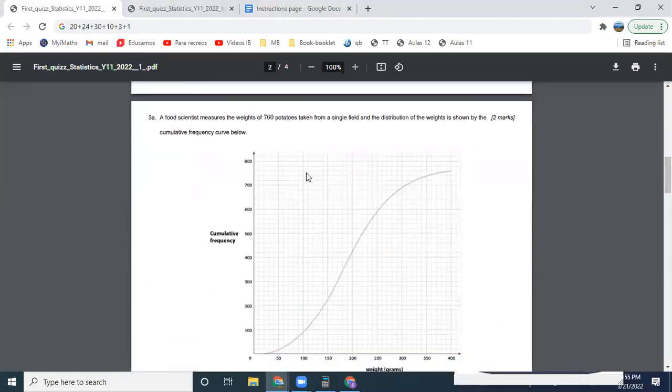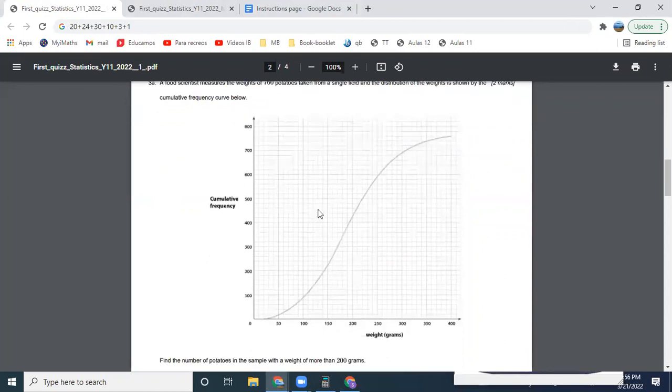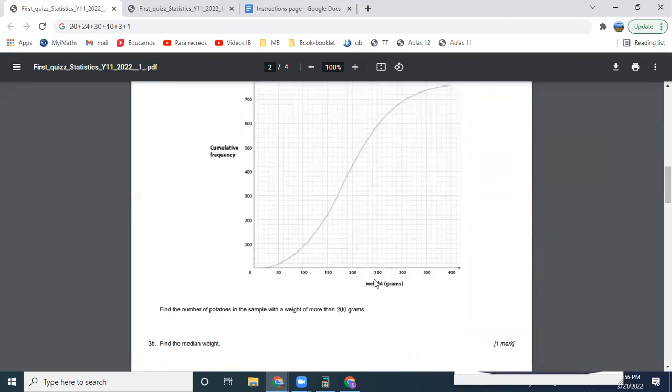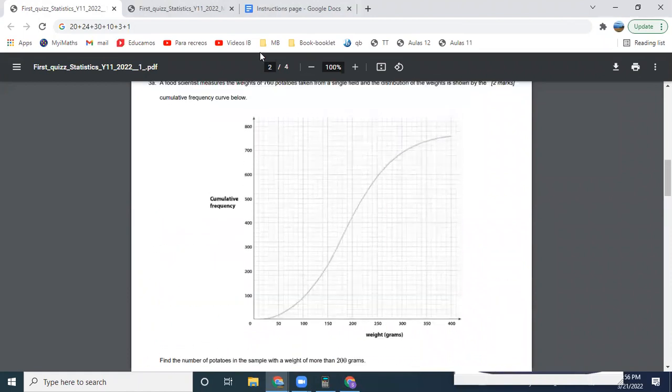Okay. So 3a, a food scientist measures the weight of 760 potatoes taken from a single field, and the distribution of the weights is shown by the cumulative frequency curve below. Okay, so we have the cumulative frequency graph that we already studied in class. So we have the weight of the potatoes and the cumulative frequency. So find the number of potatoes in the sample with a weight of more than 200 grams. To do this, we must find the amount of potatoes whose weight is less than 200, and to do that we do like this.